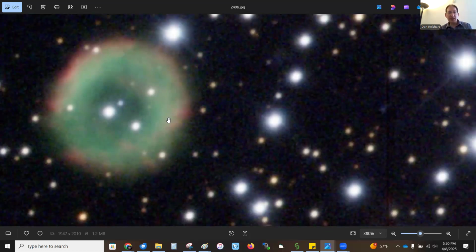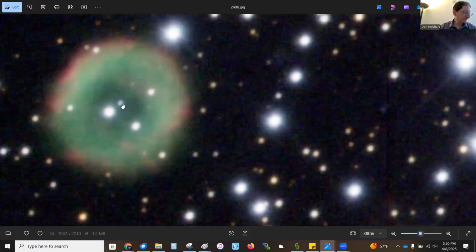But you have this expanding shell of gas, and we now know that the red, that's H alpha primarily, and the green here, that's O3. And in the middle, you see that blue star, that's the white dwarf. It's blue because it's very hot, but it's not very bright because it doesn't have much surface area to emit light through.